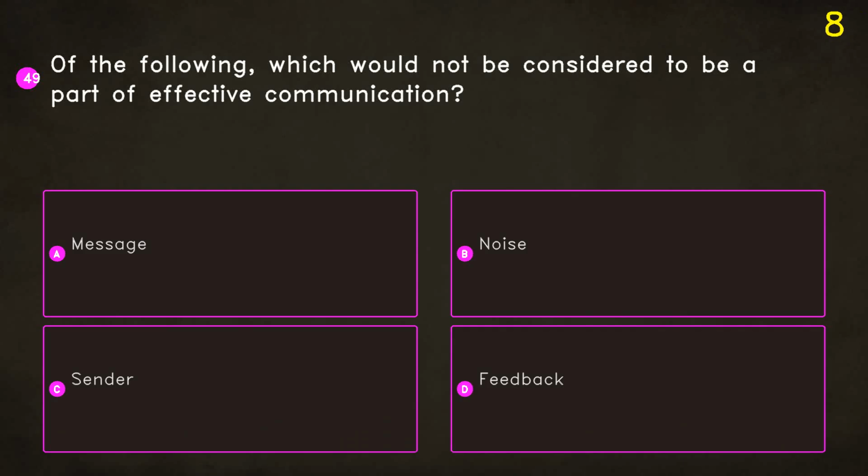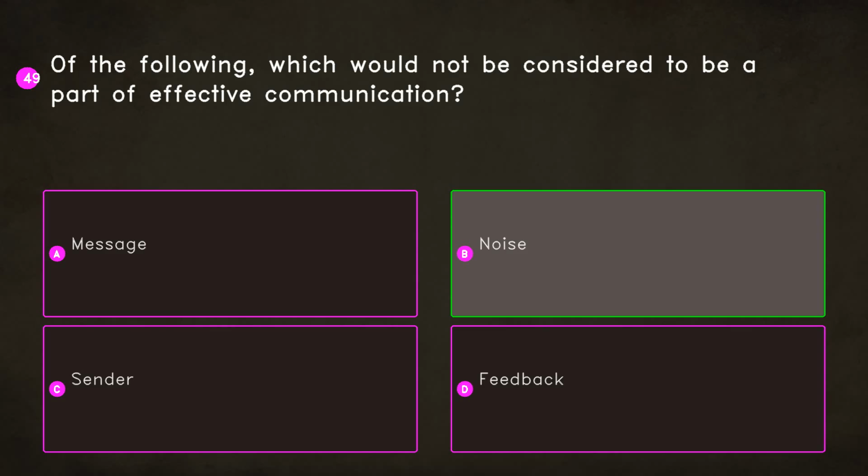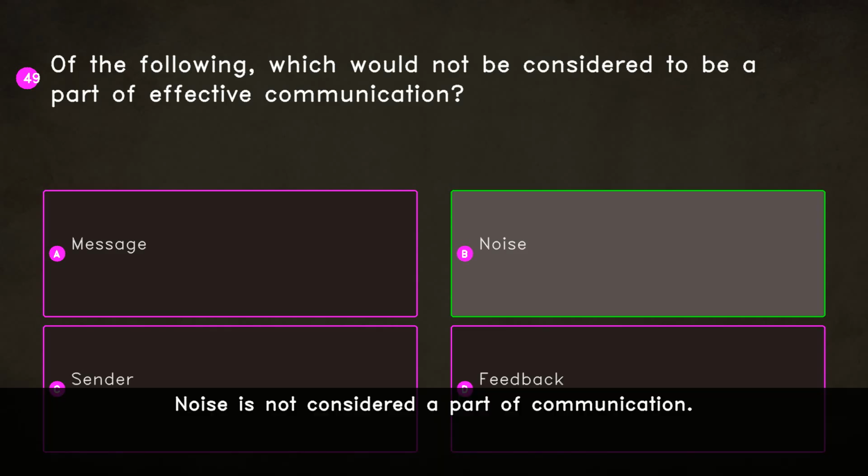Question 49. Of the following, which would not be considered to be a part of effective communication? A. A message. B. A noise. C. A sender. D. A feedback. The correct answer is noise. Noise is not considered a part of communication.